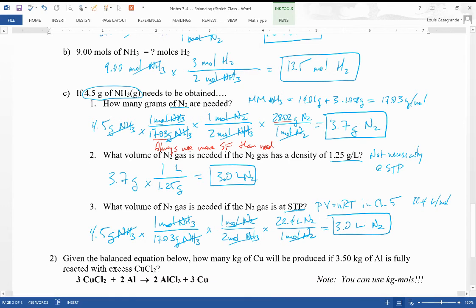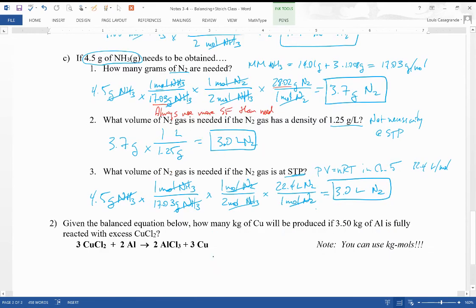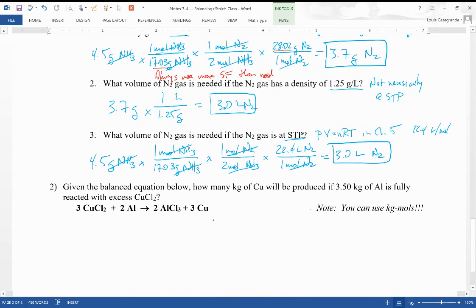All right, so we've got 2 different ways of dealing with gases, and we've got the mass up above. Now, occasionally you will get some big numbers or some small numbers. In this case, we want to know how many kilograms of copper will be produced by this equation if we start with 3.5 kilograms of aluminum.